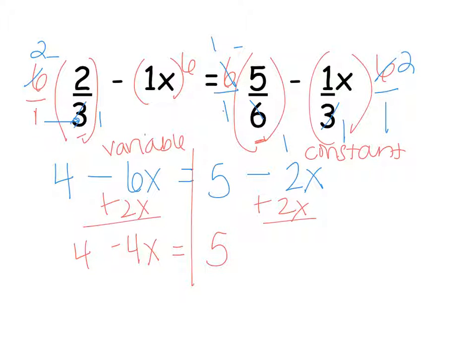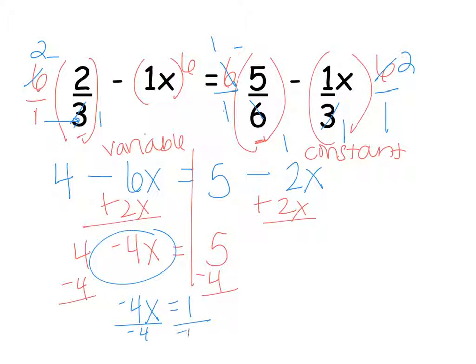Now let's move our constants all to the right hand side. So I do minus 4, and I'm left with, on this side, negative 4x equals, and on this side I have 1. Okay, I know that the opposite of multiplying by negative 4 is dividing by negative 4, so I'm going to do that on both sides. And remember what I said at the beginning. We began the equation with fractions. It's likely my answer is going to be a fraction. So when I get to this step and I have x equals, and on the other side I have this fraction, I'm going to leave that go. That's my answer. X equals negative 1/4.